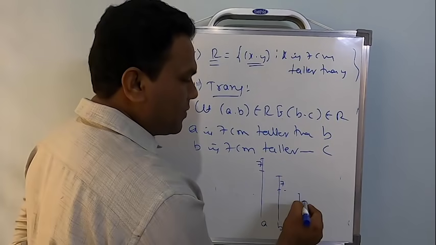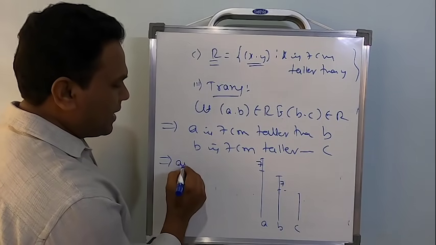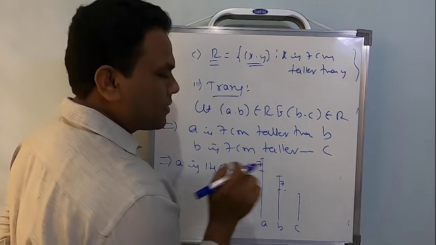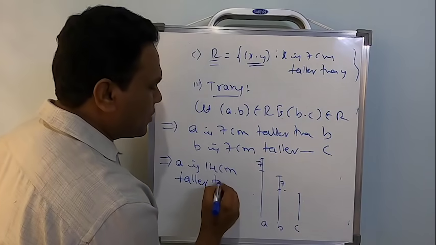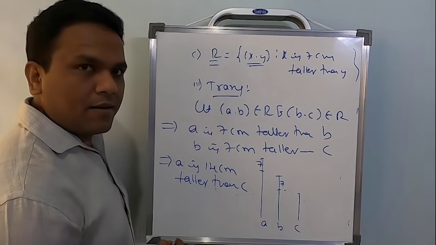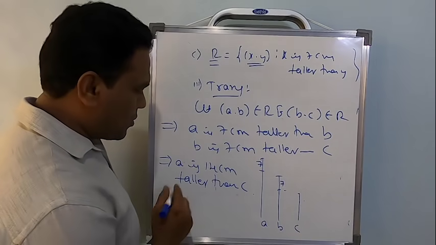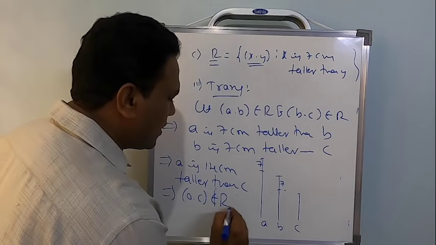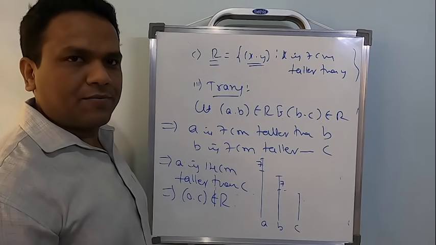So what is the relation between A and C? Now this actually says that A is 14 centimeters taller than C. But to be transitive, A should be 7 centimeters taller than C. So from this the conclusion is the ordered pair (A, C) does not belong to R. Therefore R is not going to be transitive.